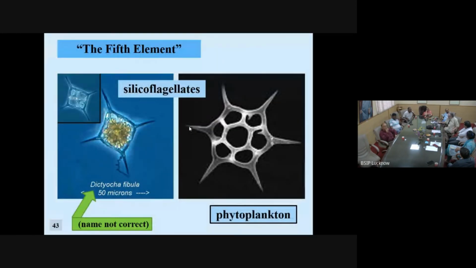let's see if anybody was going to ask me about the incorrect name of Dictyocofibula. One of the problems in silicoflagellates is the taxonomy, and the biologists and the paleontologists are using totally different taxonomies. And the reason, I think, is the biologists don't study the literature. They don't study type specimens. The biologists call this, and this is something I got online, a nice little picture, Dictyocofibula. It's a living Dictyocofibula.